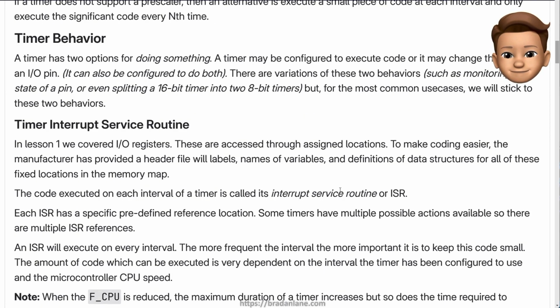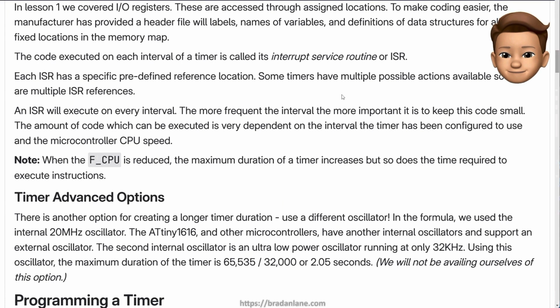The timers on the AVR series have a couple of different functions. They can, as I've mentioned, execute code. They can also control an I/O pin. When it's executing code, it's called an interrupt service routine, or ISR. The microcontroller is capable of multiple different interrupt service routines. There's a table defining the address of each of these service routines. For timers, the interrupt service routine occurs at a given interval that we specify. This interval is dependent on the value we give it and the speed of the CPU that we're running.